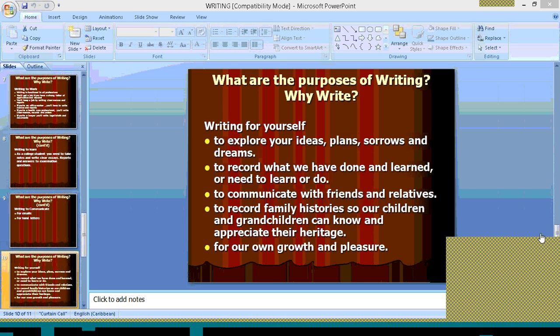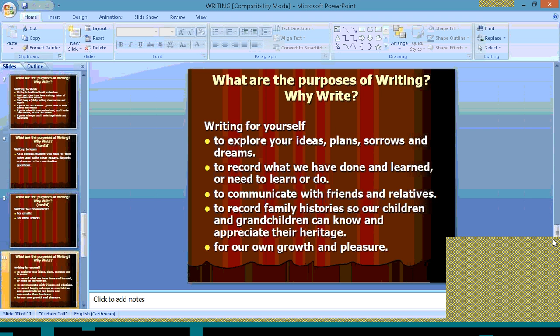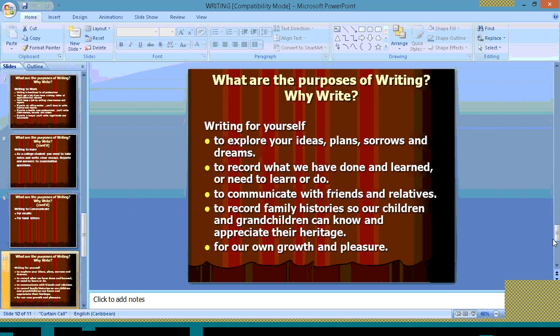Now, we also write for ourselves to communicate with friends and relatives. How do you write to communicate with friends? I'm sure the most common form of writing to communicate with friends would be by text messaging. We have so many applications. We have WhatsApp that you can use to send them a message. We have the BlackBerry Messenger that you can use to write them a message once again.